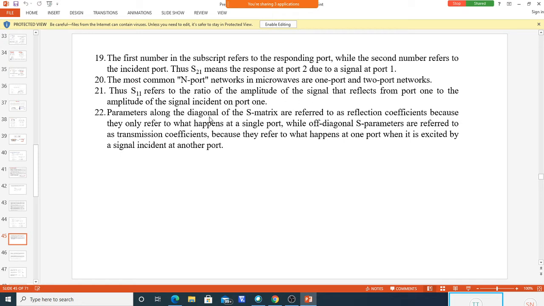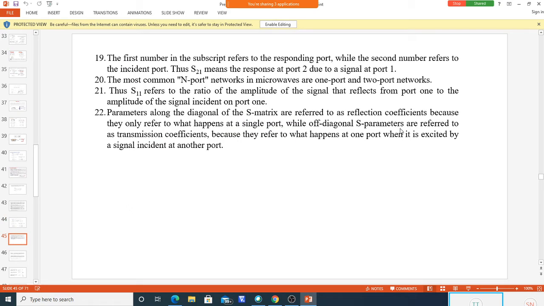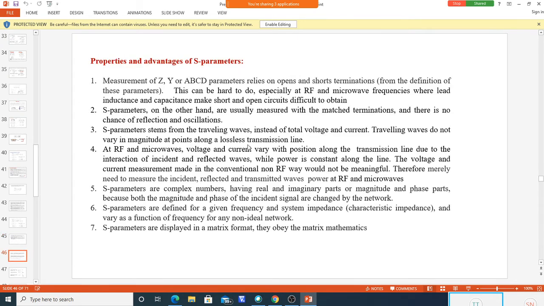The parameters along the diagonal of the S matrix are referred to as the reflection coefficients. The diagonal elements, like S11 and S22, are the reflection coefficients. That is the incident at the same port and reflected at the same port. If you take a ratio of those two, that gives the reflection at that respective port. That is written here.